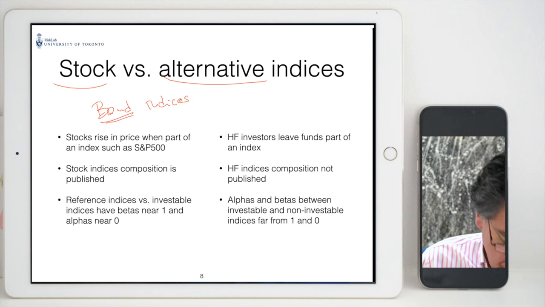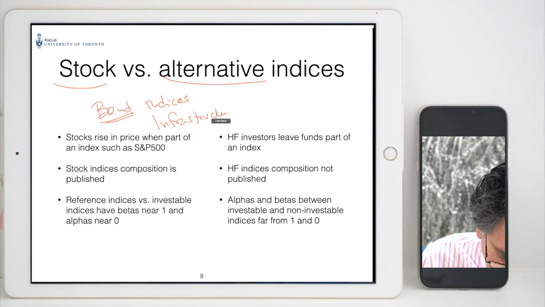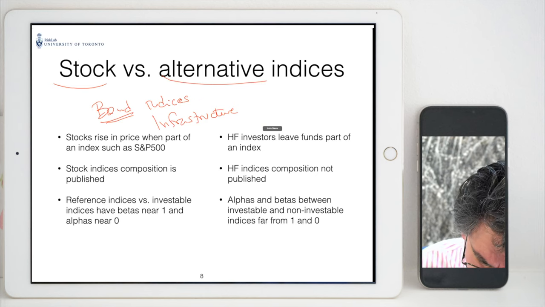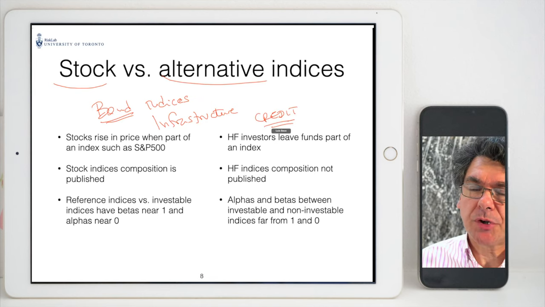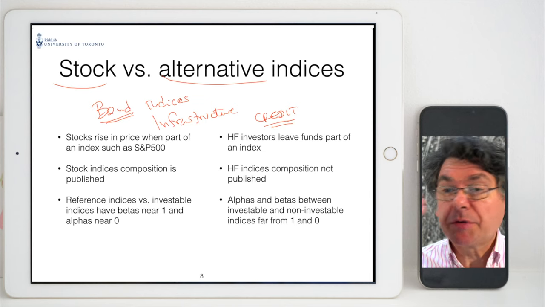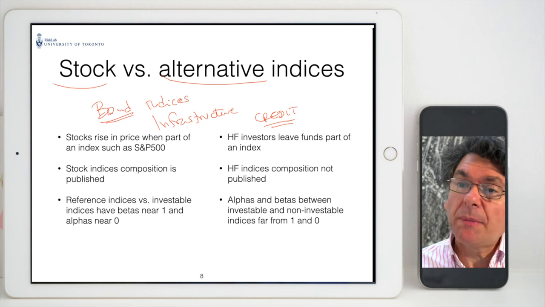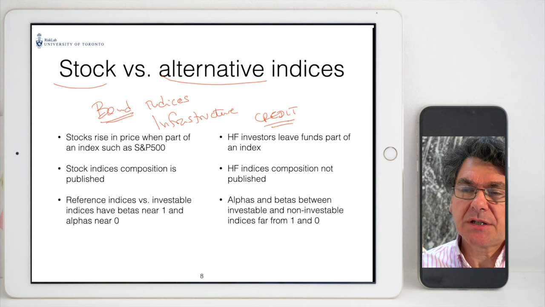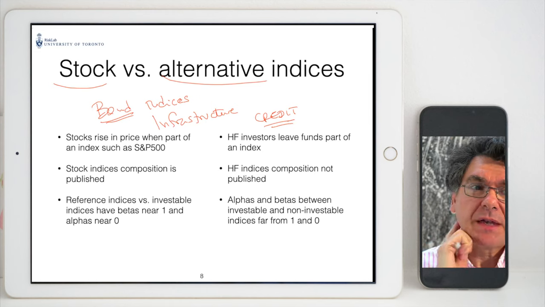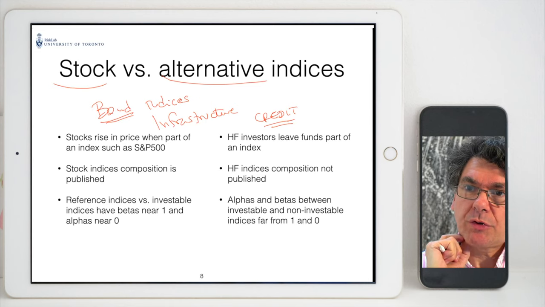For example, you can have infrastructure indices. You can have credit indices and others. Now, there are many types of indices, but in this course, to be practical, I'm going to focus on stock and hedge fund indices, so we can see the differences between those.